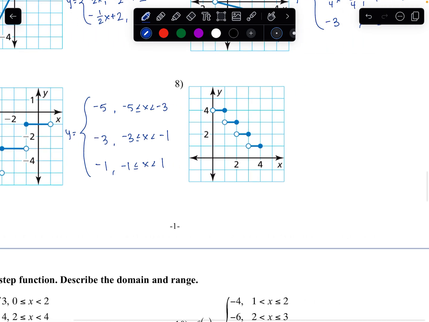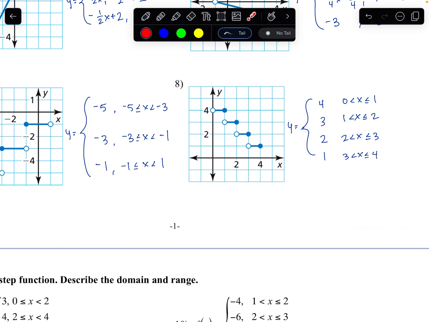And then finally, for this last one, y is equal to, we have 4 different pieces, still a step function. So this is constant, so it's going to be constant at 4, and then at 3, and then at 2, and then at 1. So it's going to be constant at 4 between 0 and 1. So 0 is less than x is less than or equal to 1. Then for the next one, 1 is less than x is less than or equal to 2. And then 2 is less than x is less than or equal to 3. And then 3 is less than x is less than or equal to 4.